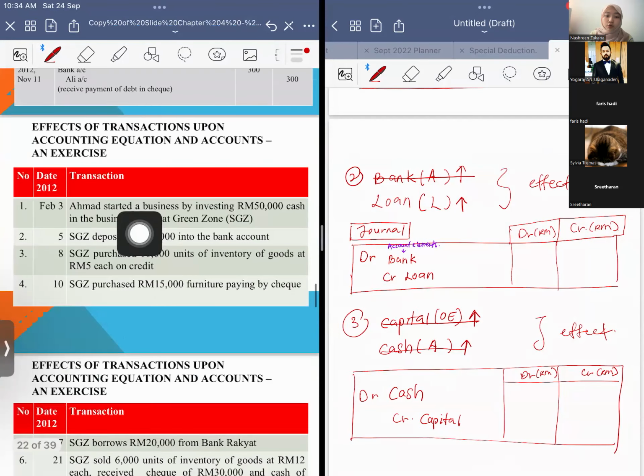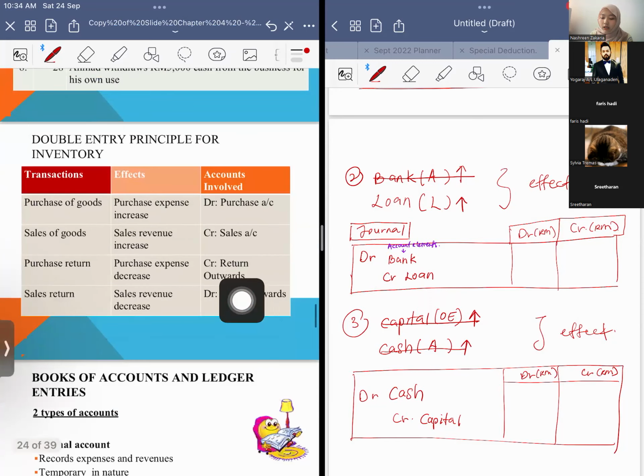What you need to do is identify the effect first. Don't do the journal yet, but if you want to, you can, it's easy. Based on the formula, based on the transaction, you answer the effect. You find the effect. So this is the tutorial for the effect.